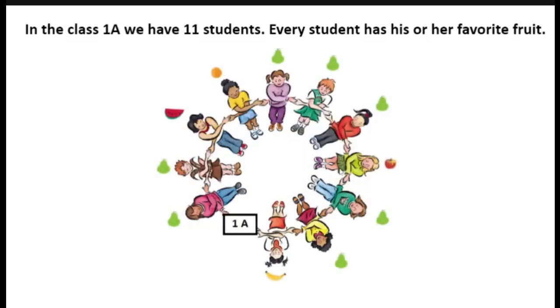We have a picture with students from the class 1A. In the class 1A, we have 11 students, and every student has his or her favorite fruit. Let's look at the pictures. For example, this student's favorite fruit is watermelon. This student's favorite fruit is orange. This student's favorite fruit is pear, and this student's favorite fruit is apple. How can we present this information?